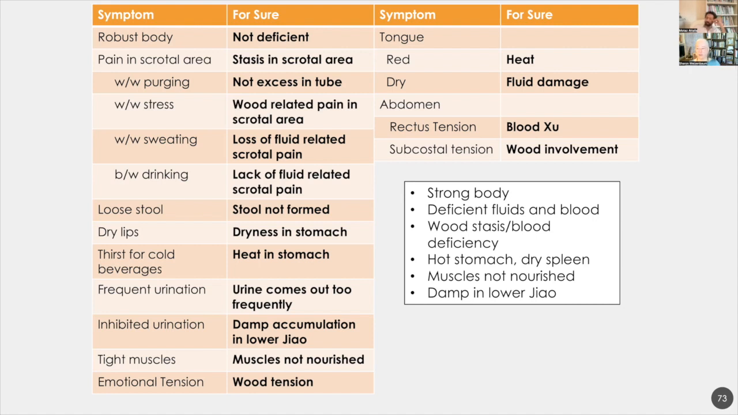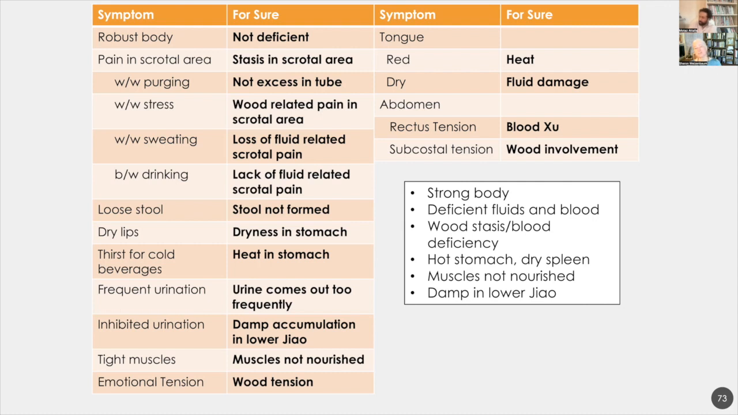We know he's got a strong body. He's got deficient fluids and deficient blood. He's got some wood stasis with blood deficiency. He's got a hot stomach with dry spleen. His muscles are not nourished, and he's got some damp in his lower jiao.